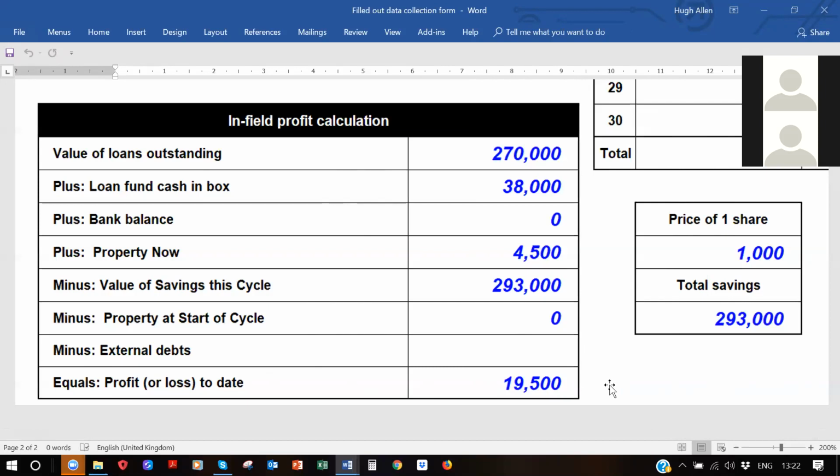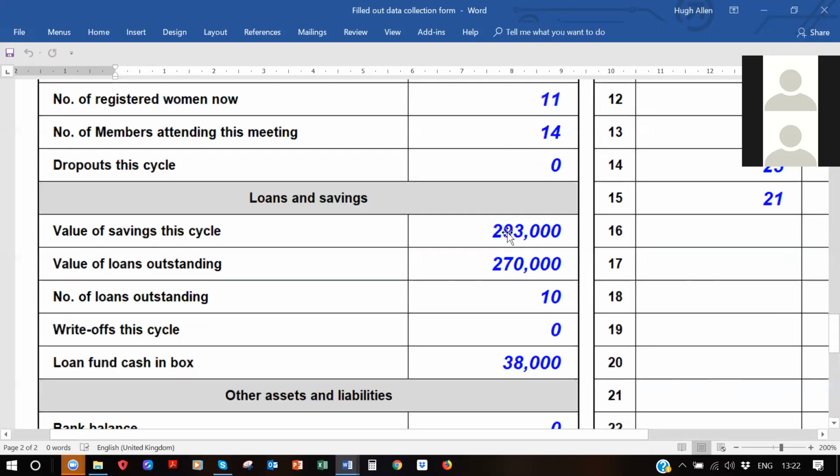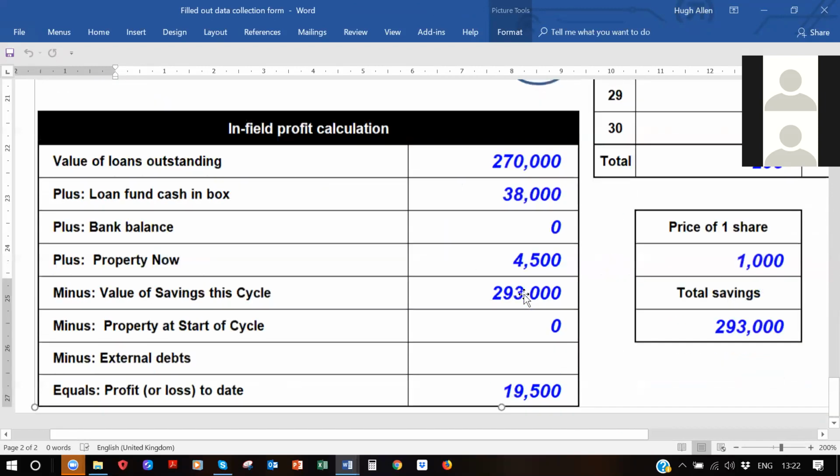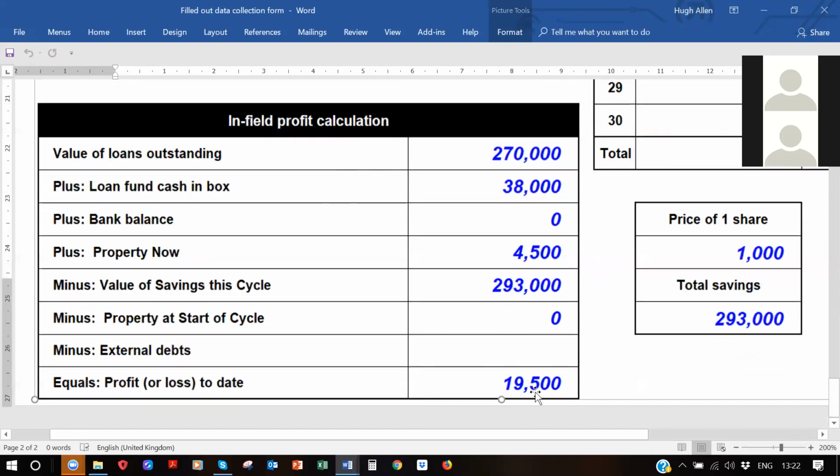It also helps us to identify if there are losses. So for example, if I said that the savings was 193,000, I would have a big loss of 81,500. So you can use this to identify whether or not the group is losing money. And if it looks as if it's negative, the thing to do is to find out why. And the first thing is to check the quality of your data. Have you made a mistake or not?